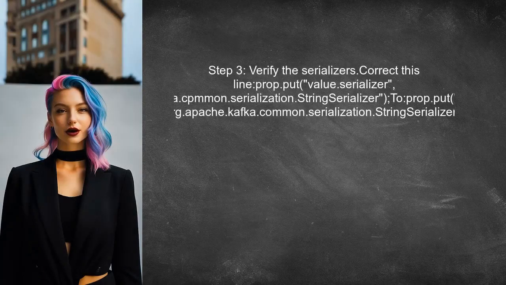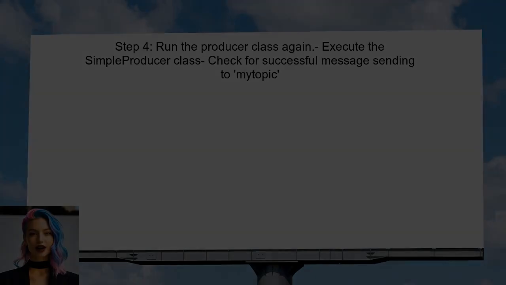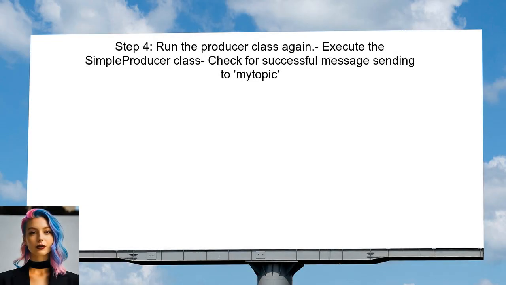After correcting the property key and ensuring the Kafka server is running, the user should also verify that the serializers are correctly specified. In the code, there is a typo in the value serializer. Finally, the user can run the producer class again. If all configurations are correct, the producer should successfully send messages to the specified topic without any errors.